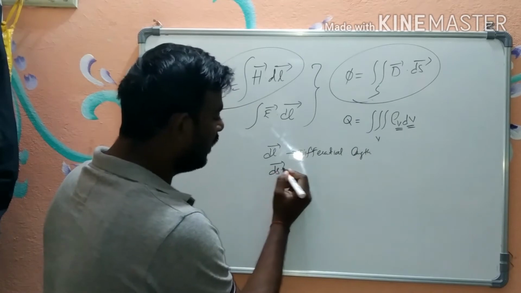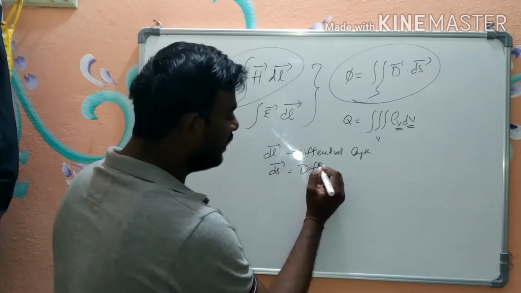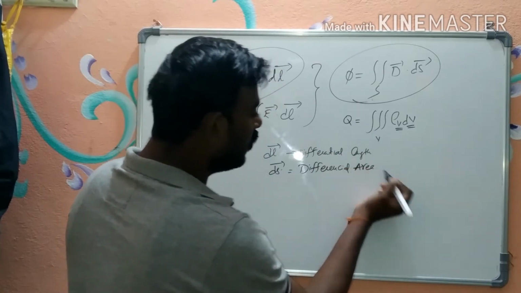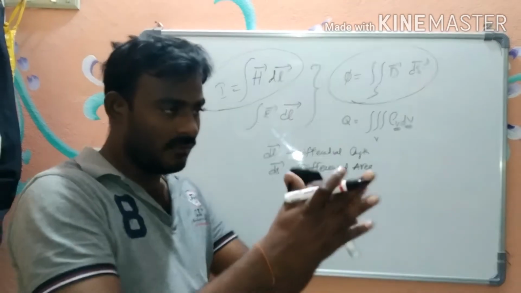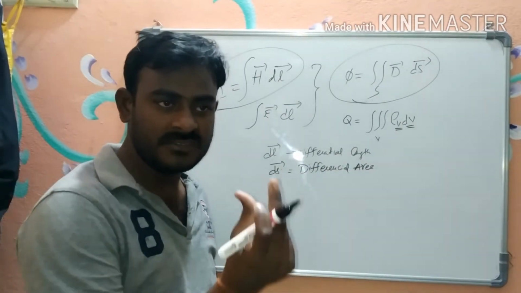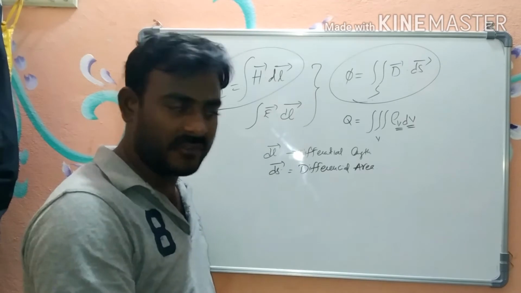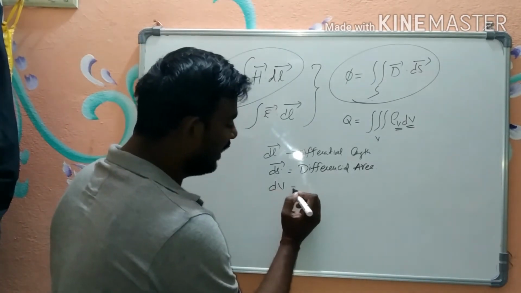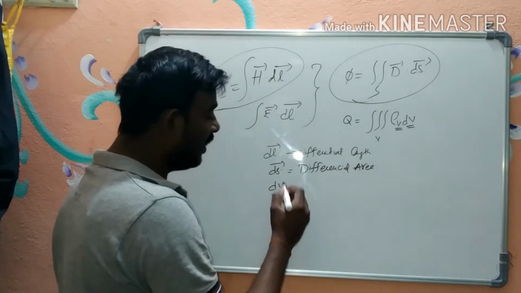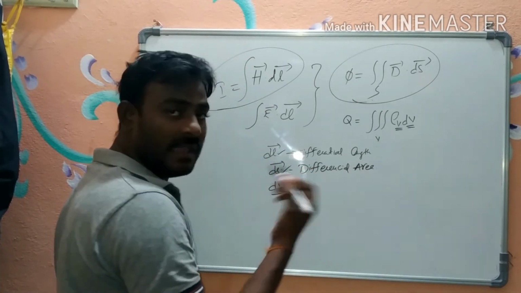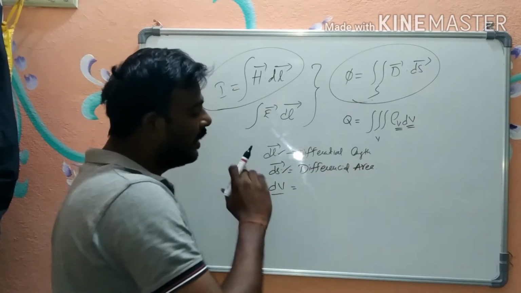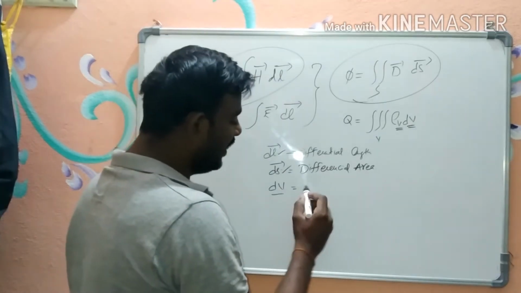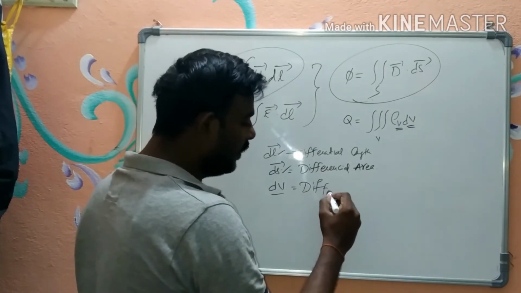Similarly, ds bar is the differential area. Why are we calling it a differential area? Out of a total area, I am considering a small bit of area. Hence, it is called a differential area. And dv is a scalar, whereas dl bar and ds bar are vectors. Later we will see why we make dl bar and ds bar vectors and dv a scalar. So dv is nothing but differential volume.